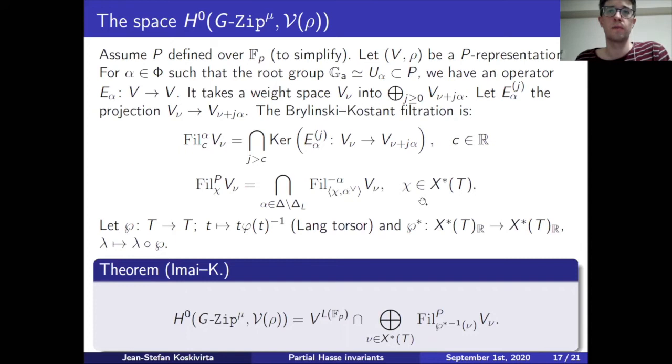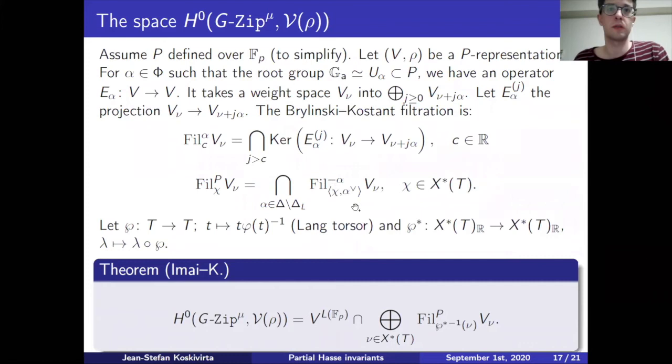So the character of T tensored with R. We get a filtration of V nu defined as follows. We take the intersection over all simple roots which are not in L of this filtration here. But there is a slight subtlety: here we take the filtration for alpha and C, and the constant C that we take also depends on alpha. So it mixes, and it is not completely obvious to see what this is.